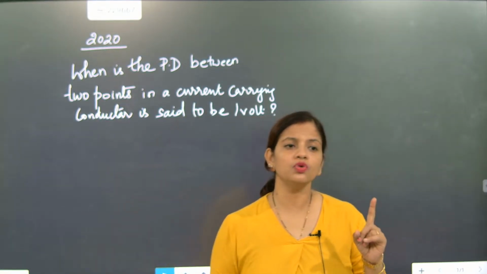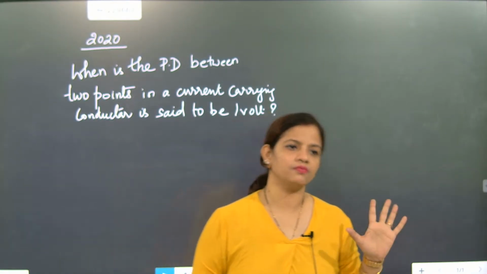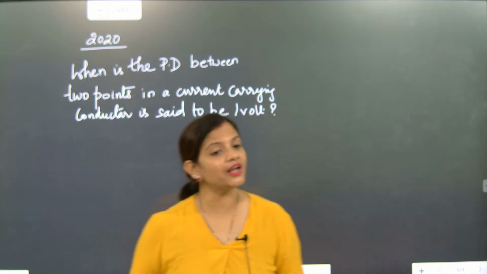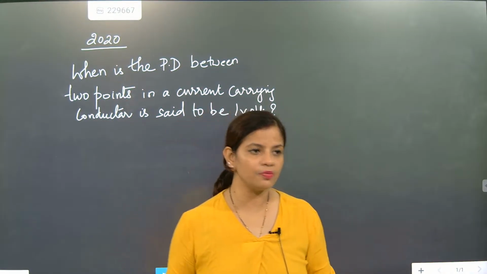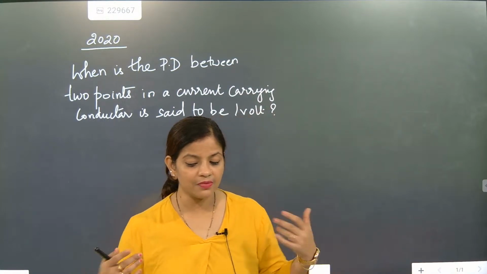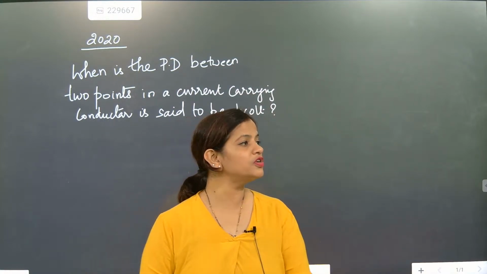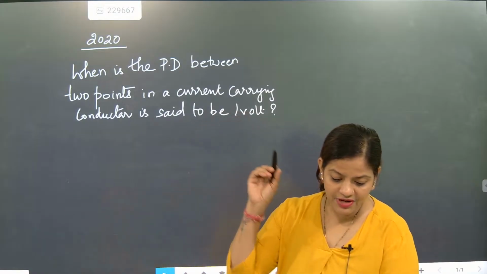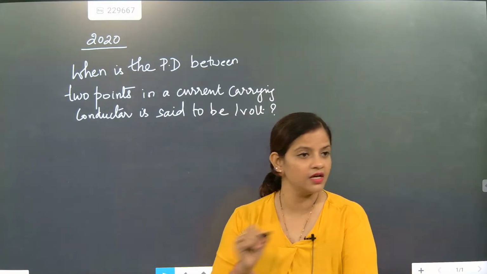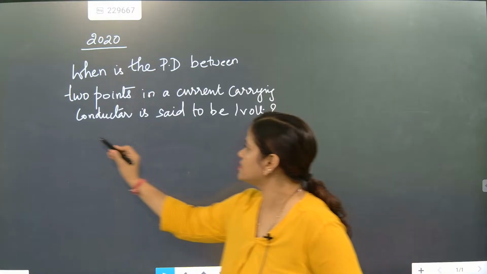When 1 joule of work is done per coulomb. Correct. But this answer we cannot write, because they will not give us full marks. 100% they will not give us full marks because our statement is not complete. So we need to first complete the statement. How are we going to complete the statement? Listen very carefully.